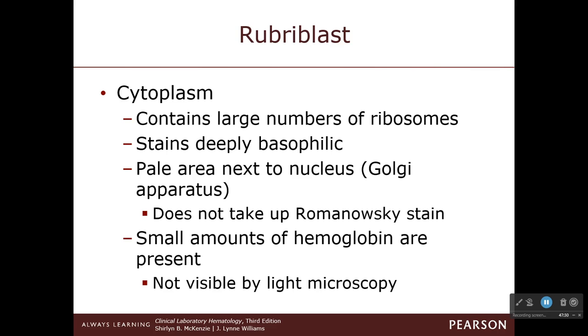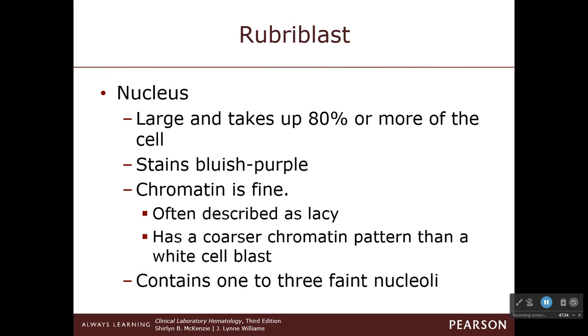All right, small amounts of hemoglobin are present, but like we were saying earlier, they're not visible with the light microscope. So let's talk about the nucleus. It's usually very, very large, takes up about 80% of the whole cell, okay? So therefore that high N:C ratio, so more nucleus than you have cytoplasm, okay? Stains a bluish purple. The chromatin is fine, okay? So it's got a lacy look to it, all right?